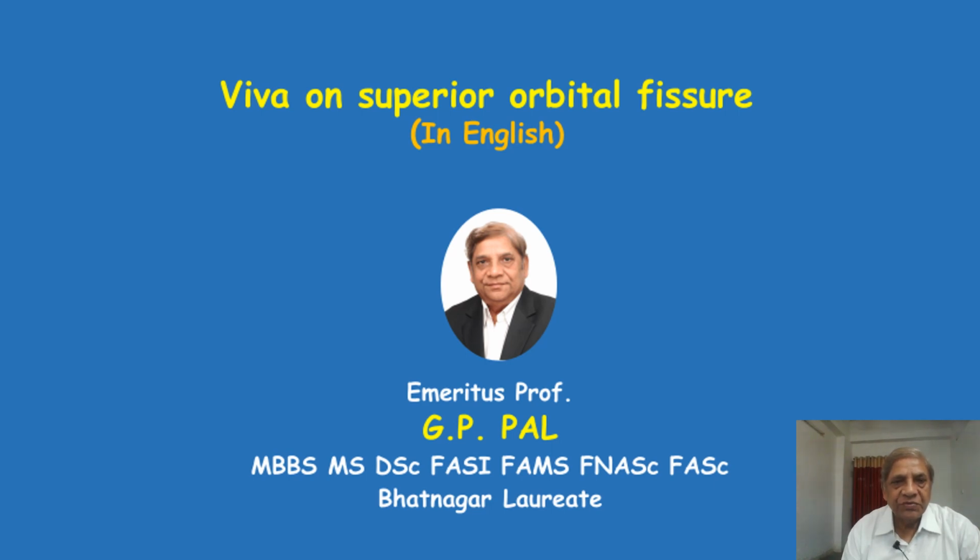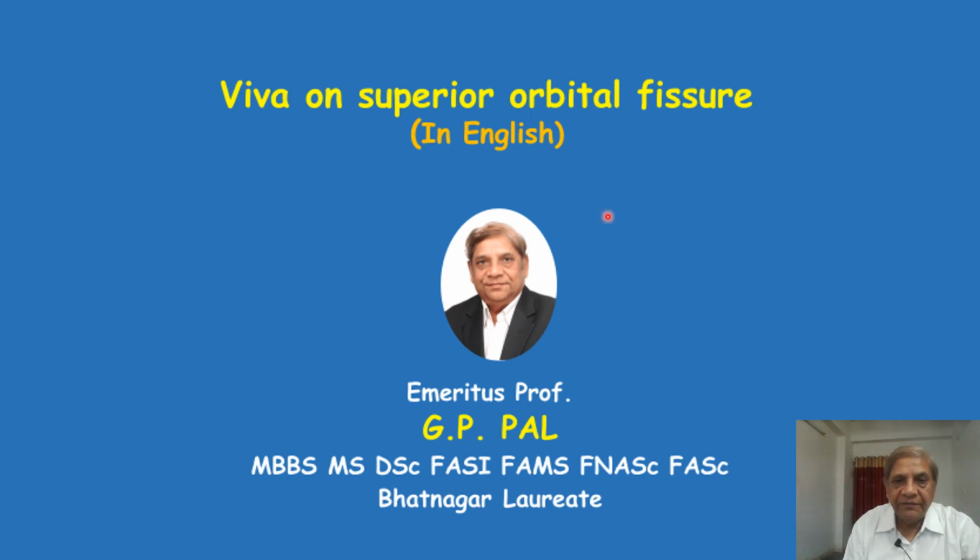Good afternoon, students. This is the video on the superior orbital fissure and the possible viva questions which can be asked on it, because it is an important fissure located between the greater and lesser wing of the sphenoid, and many structures come from the middle cranial fossa to the orbit. Similarly, veins go from the orbit to the middle cranial fossa.